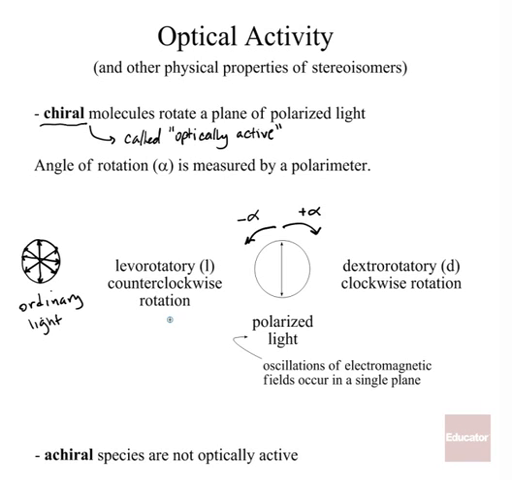So chiral molecules are going to be optically active, and we can measure their alpha. And achiral species, something that is not chiral, are not optically active. In other words, if you put them in a polarimeter and you pass a beam of polarized light through it, that beam is going to pass through unchanged. So alpha equals 0 degrees for an optically inactive species, such as something that is achiral.